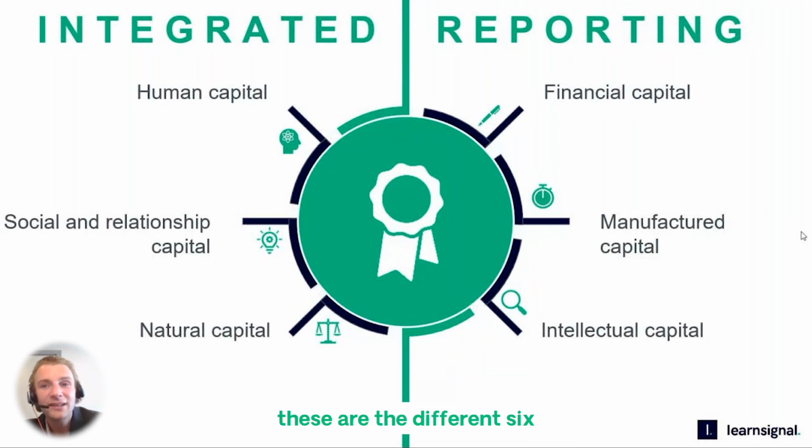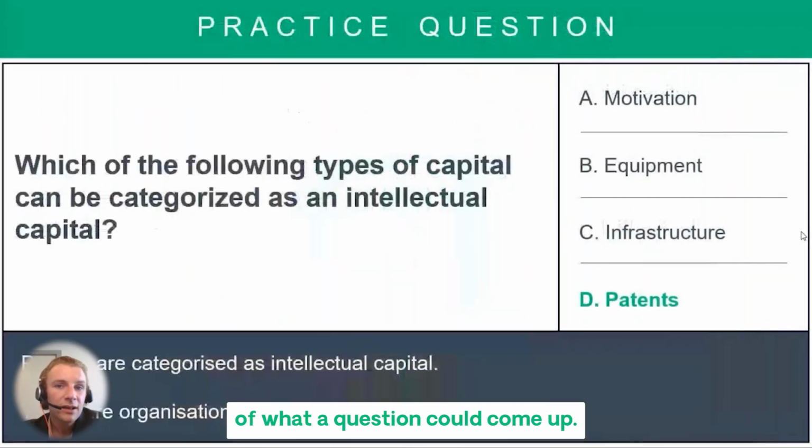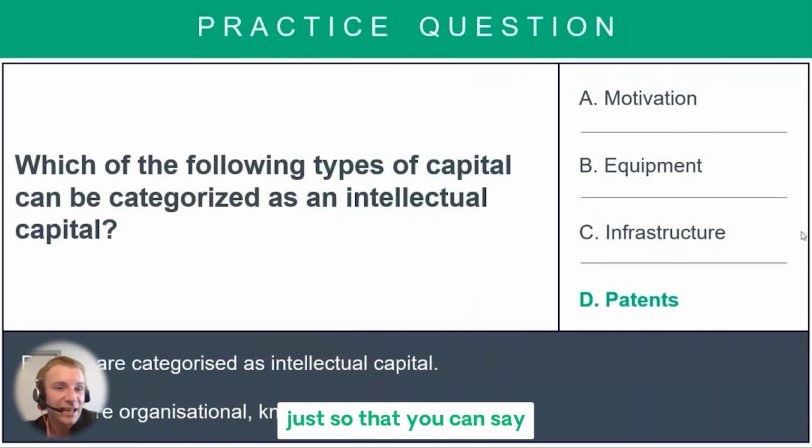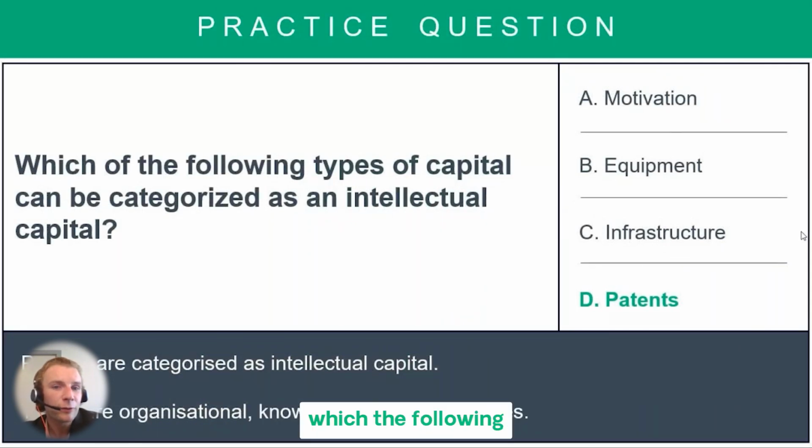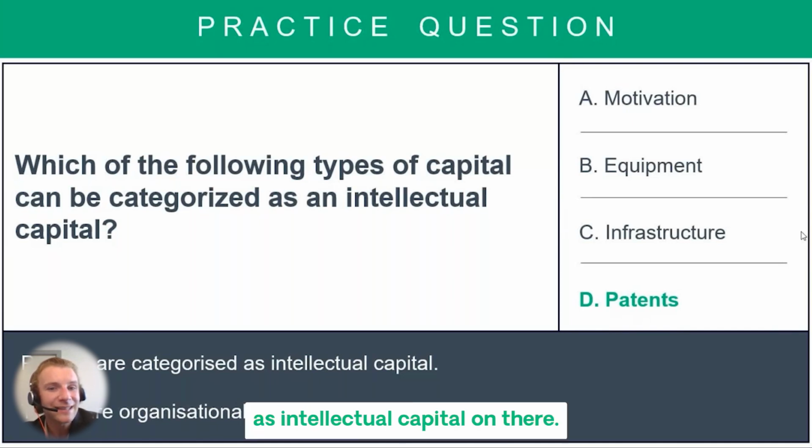And if I was you, these are the different 6 areas to get down in your integrated reporting notes: human capital, financial capital, manufactured capital, intellectual capital, social and relationship, and finally, natural capital. But it's just breaking it down into the different areas of what a question could come up. So a little practice question, just so that you can see a little example that was used from a previous past paper question. Which of the following types of capital can be categorized as intellectual capital?